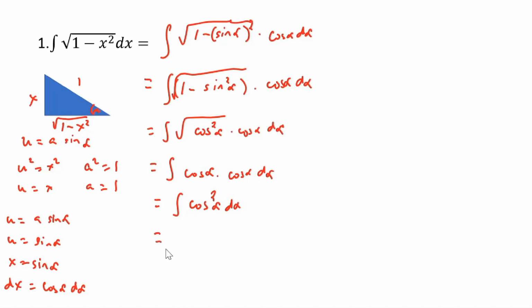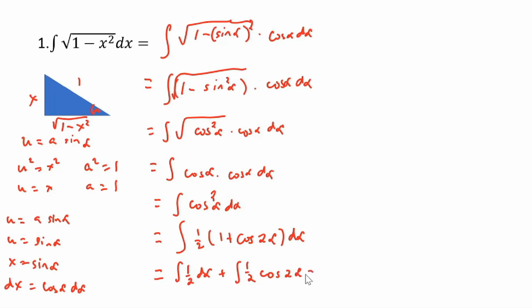So from here, we are going to use the half angle identity. We can now write here 1/2 times 1 plus cosine of 2 alpha d alpha. We are going to expand the integrand. We can now have the integral of 1/2 d alpha plus the integral of 1/2 cosine 2 alpha d alpha. Now, we are going to take the integration of the first term.